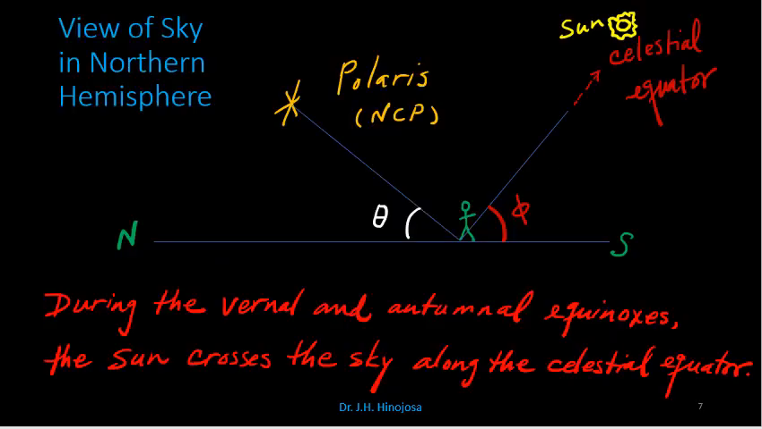So as seen from Earth, the view of the sky, and this is in the northern hemisphere, we have then that during the vernal and autumnal equinoxes, the sun is crossing the sky along the celestial equator. So if we identify the North Celestial Pole, Polaris, and we identify the celestial equator, the sun is going to be on the celestial equator on these two particular days of the year, the vernal equinox and the autumnal equinox.